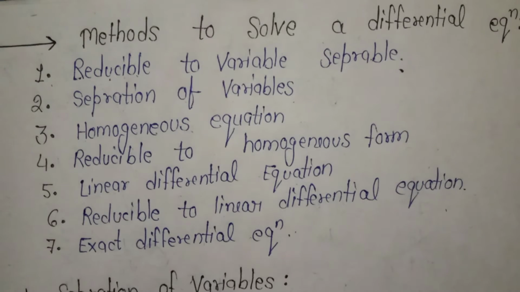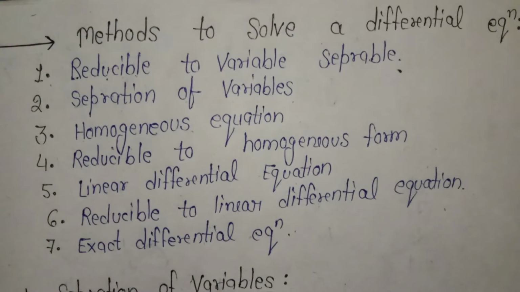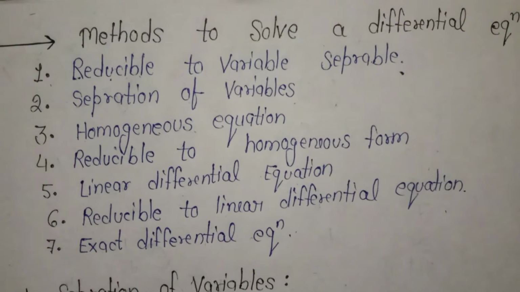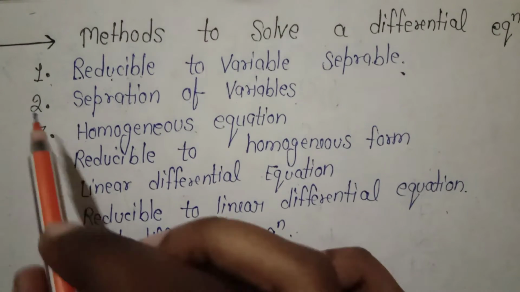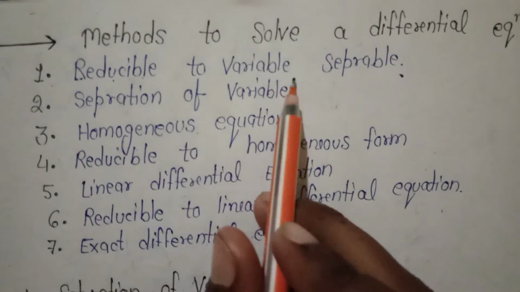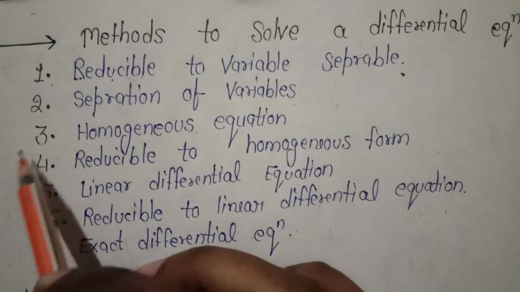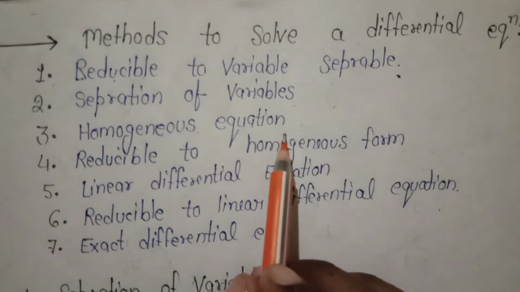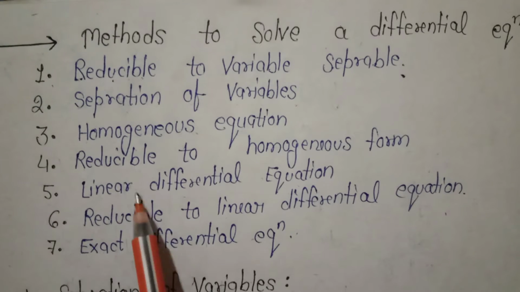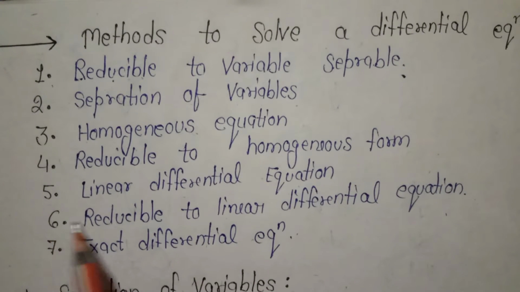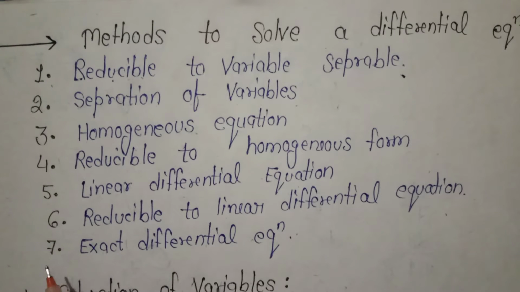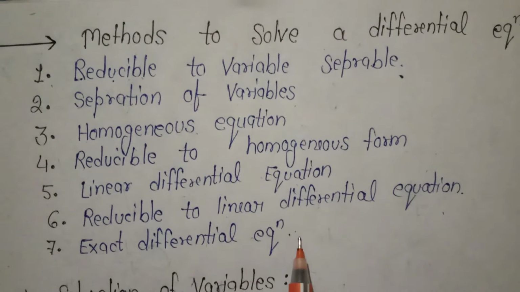So the very first method is separation of variables. By mistake it is written at the second position, but this is the very first method to solve a differential equation. So the first method is separation of variables, the second is reducible to variables separable, the third is homogeneous equation, the fourth is reducible to homogeneous form, the fifth is linear differential equation, the sixth is reducible to linear differential equation, and last, the seventh, is exact differential equation.